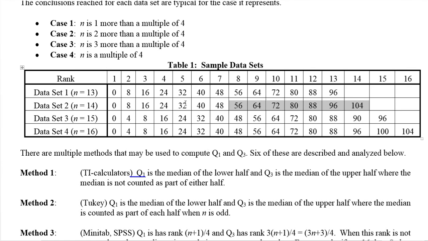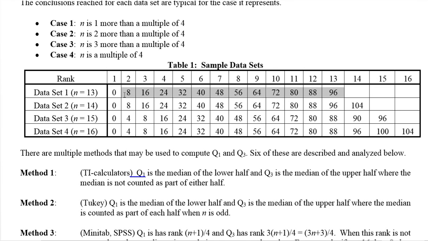Tukey's method is very similar, except, in fact, it's exactly the same as the TI calculator method when it's an even number. So in Tukey's method, we would take the even set here. We would take the lower half like this, find the median. That would be Q1. Take the upper half, which is right here, and take the median here.